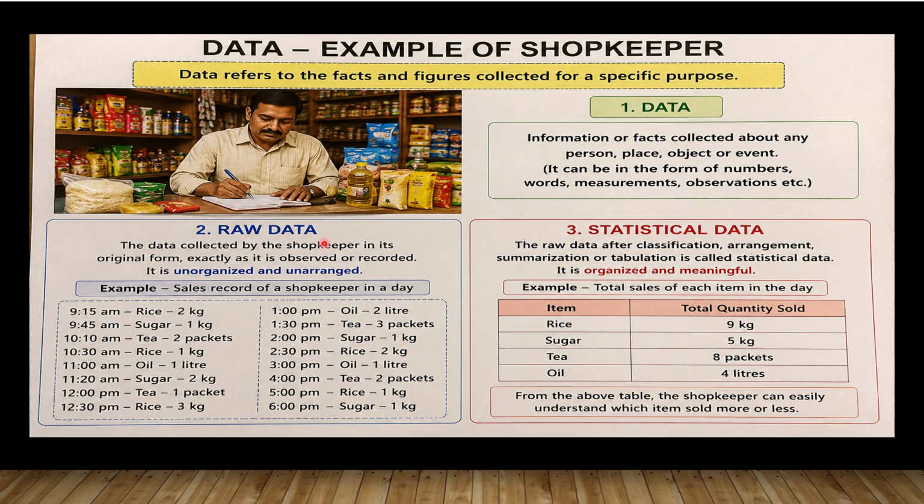Now, at the end of the day, you want to know which products sold the most. So, you summarize the data: which item and the total quantity sold of that corresponding item. So, now this is the organized summary, which is called statistical data.